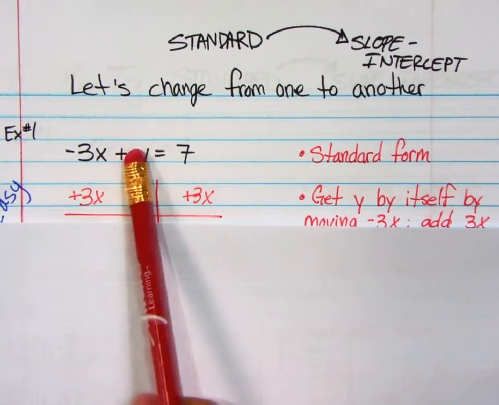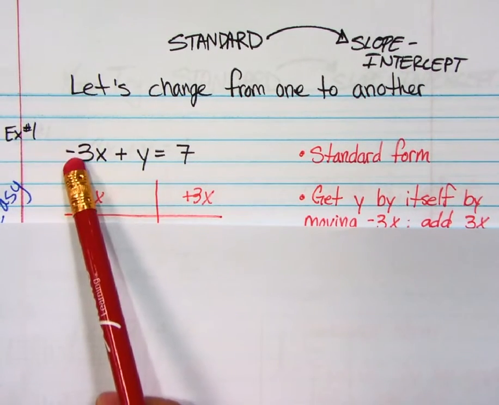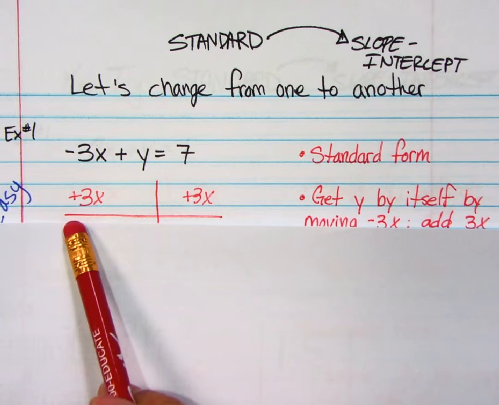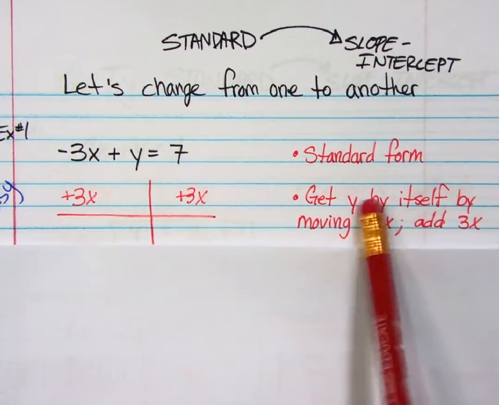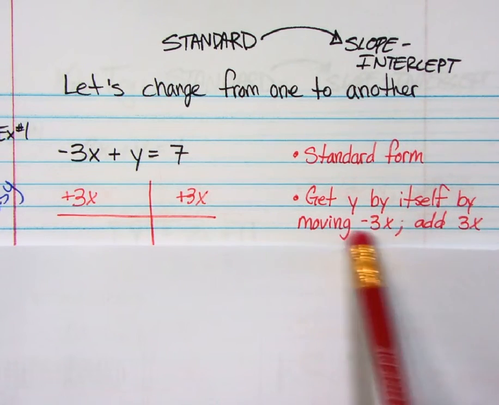In order to get y by itself, I need to remove this -3x. So I do that by adding the opposite, adding 3x to both sides. Okay, and I just wrote the steps over here. Get y by itself by moving the -3x.